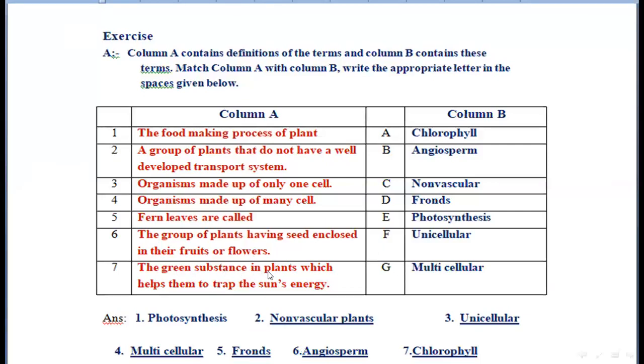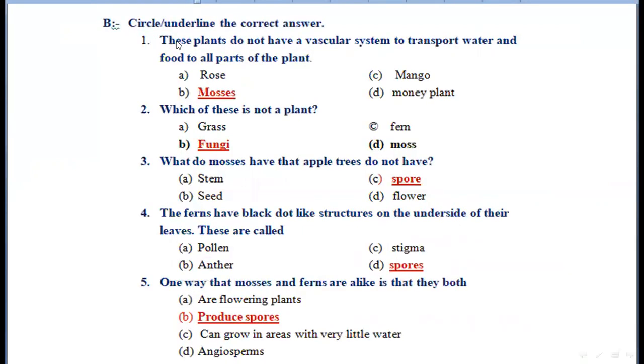The green substance in plants which helps them to trap the sun's energy is called chlorophyll. This is your exercise A. Exercise B: These plants don't have a vascular system to transport water and food to all parts of the plant: rose, mango, moss, money plant. The plant that doesn't have a vascular system is moss.